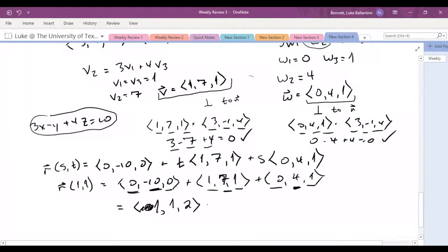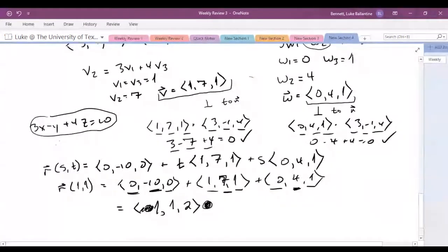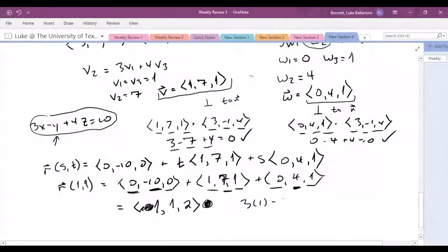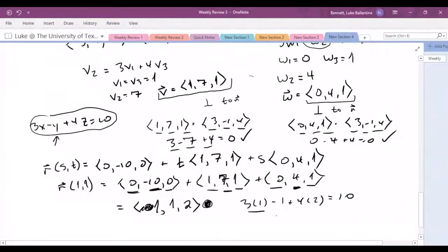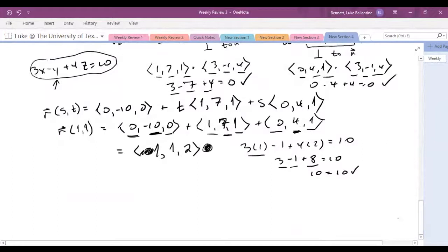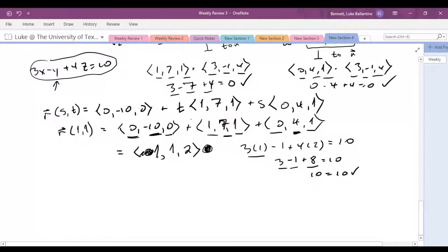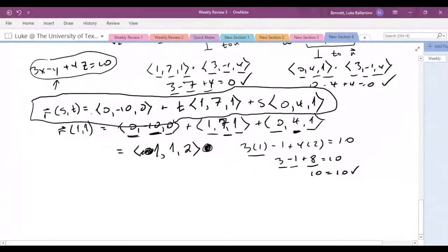All right, and so plugging this point into here, we get 3 times 1 minus 1 plus 4 times 2 equals 10. So this is 3 minus 1 plus 8 equals 10. Well, that's 11 minus 1 is 10 equals 10. So we're good. And we can check more points if we want to be more certain. But this is a parameterization for our plane. And there's multiple parameterizations. Like was pointed out, we could pick a different point right here. We could have picked the point given. Or we could have found different vectors.